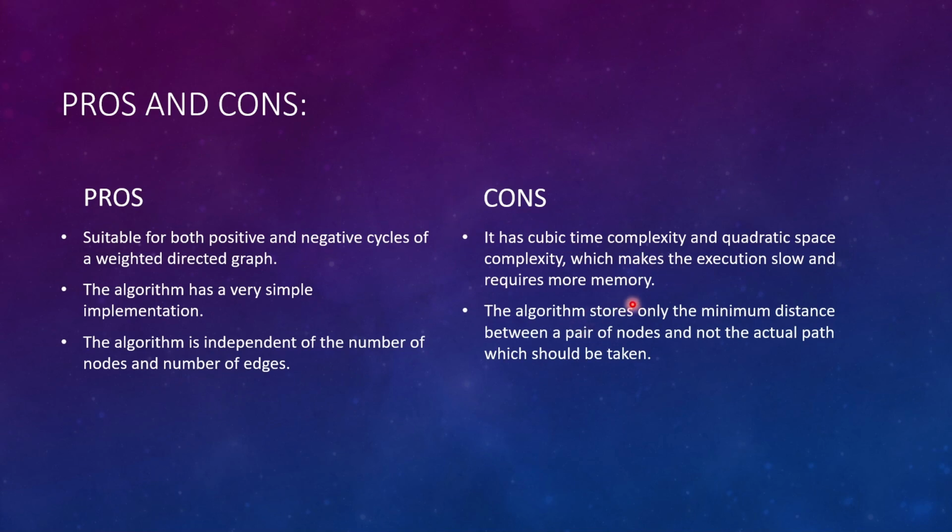The second con is it only stores the minimum distance between a pair of nodes and does not know the actual path that should be taken. That means in the final matrix, we will get the shortest distance between any two nodes, but we will not know which path to take. So these were the advantages and disadvantages of Floyd Warshall algorithm.